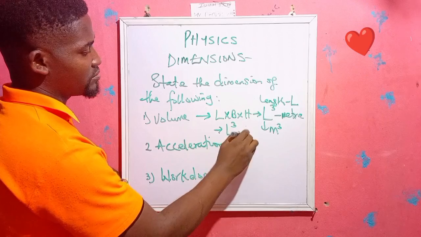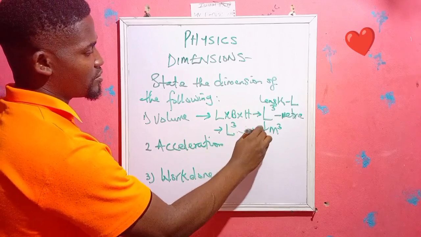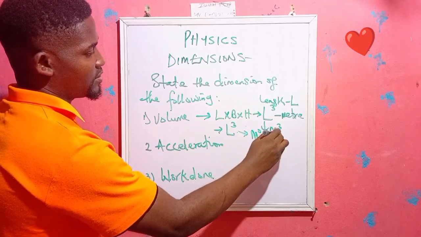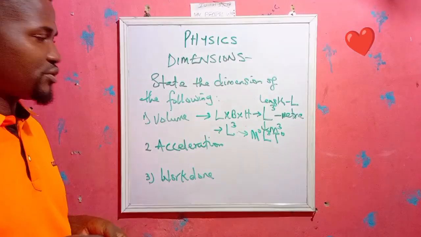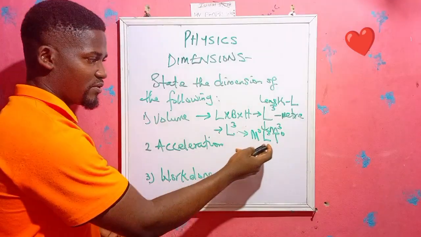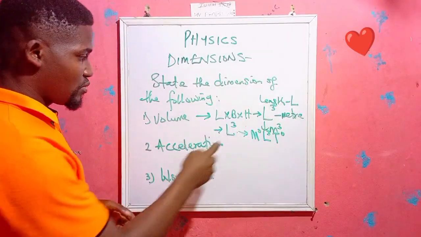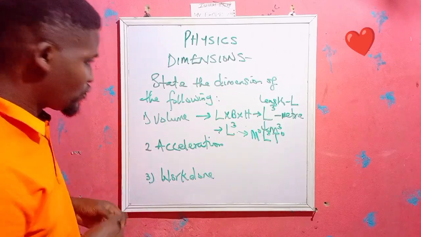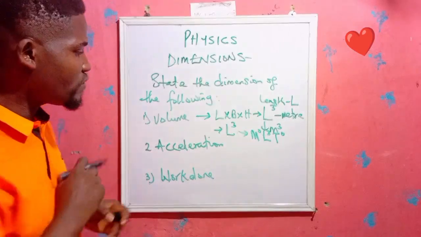I'm trying to, okay, M0 L cube T0. Okay, T raised to power 0. That's no value for this because M raised to power 0 is still 1. So we can say this is the dimension for what? Volume.